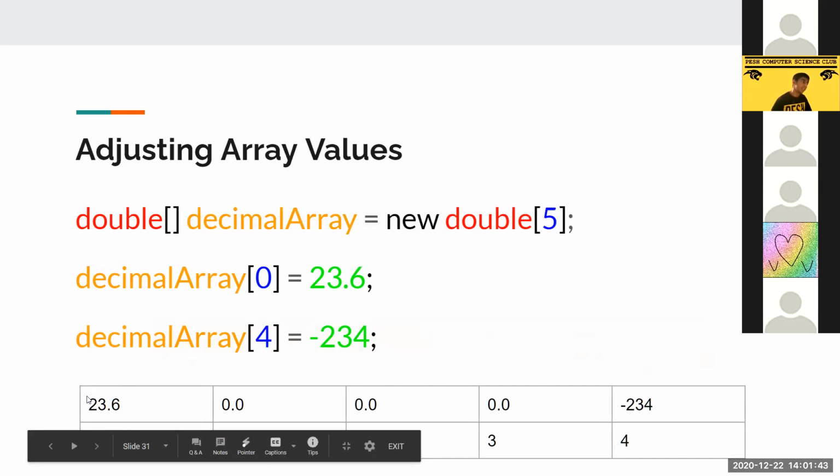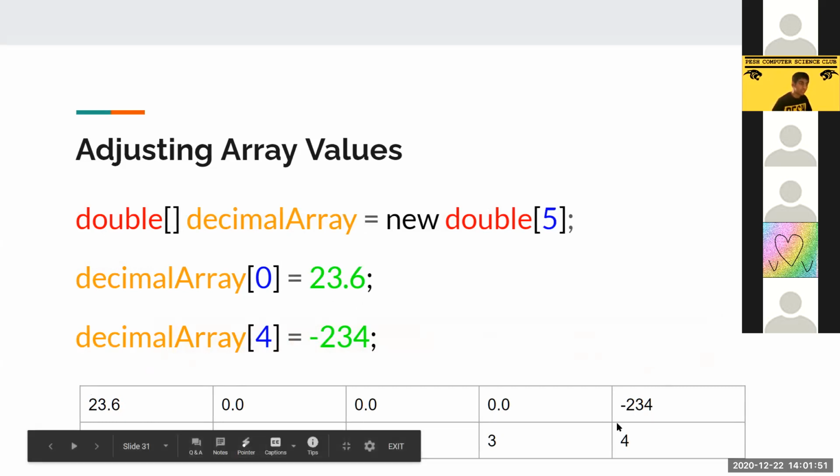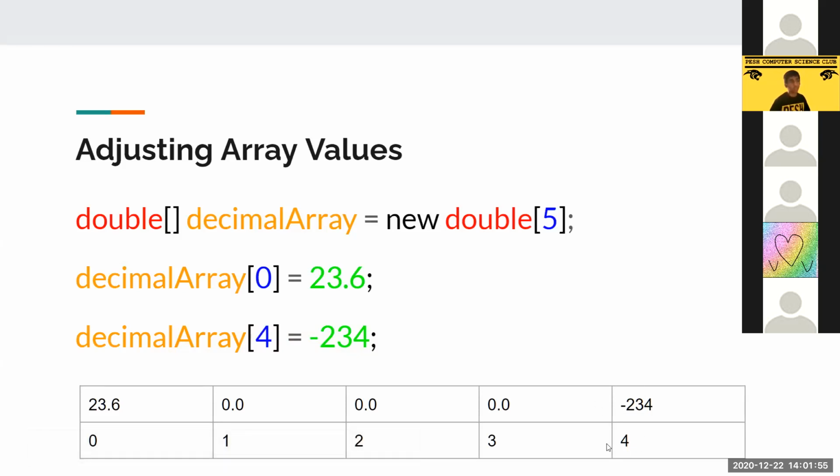Another example here is if we go to a decimal array at index 4, I'm going to change that value to negative 234. And as you can see, at the last index, index 4, the element is now negative 234.